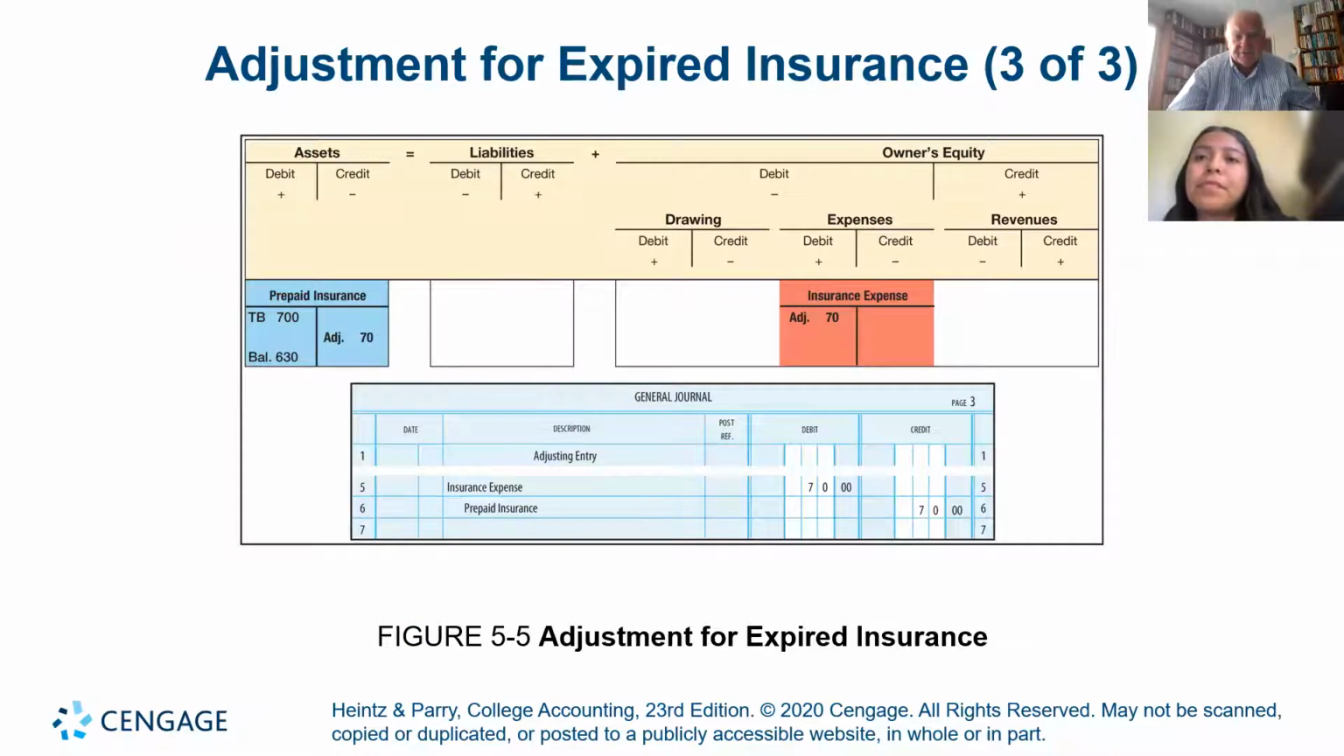Here's the insurance expense laid out for us. We debited, there's our journal entry: debit insurance expense, credit the prepaid. Look at the prepaid account. It's down to $630 in June. July, you're going to do the same thing, et cetera, et cetera. And this expense will build up every month, 70.